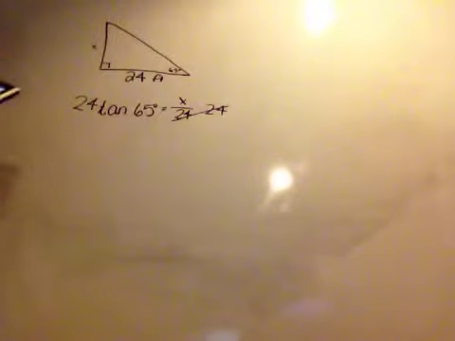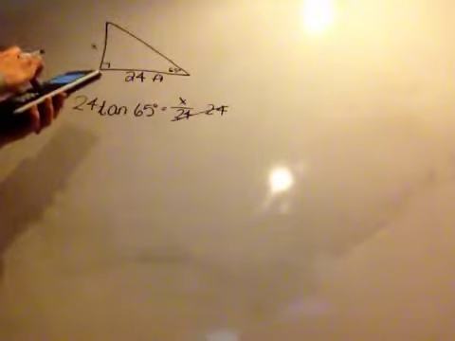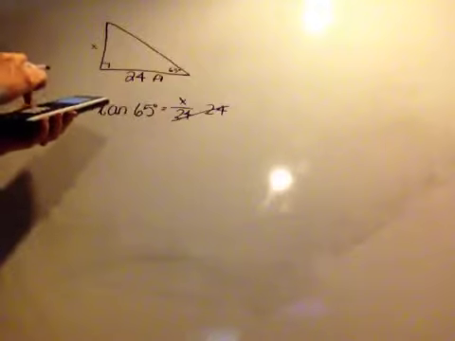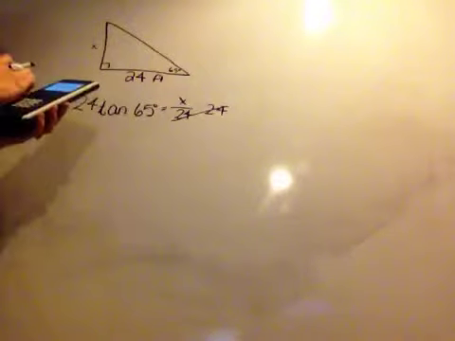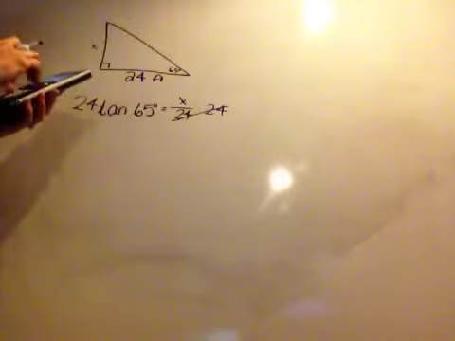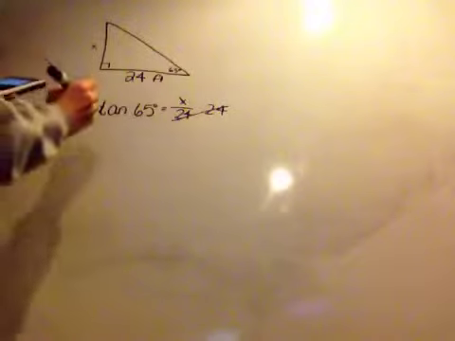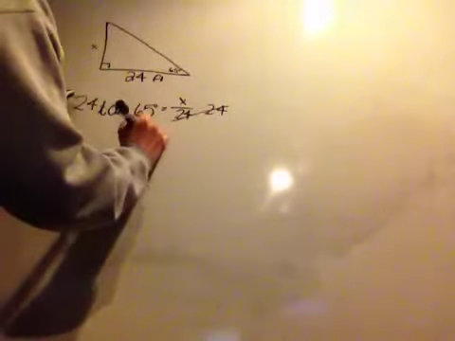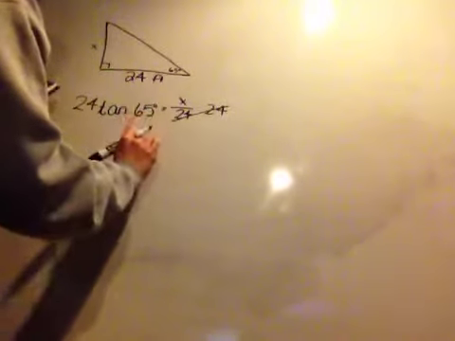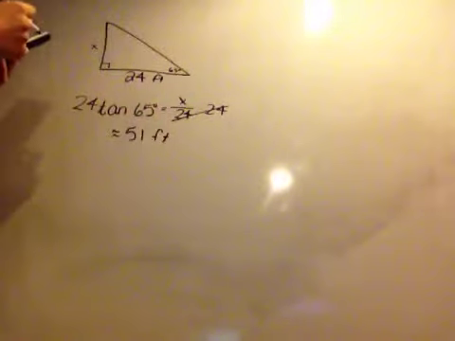So again, I'll go through on the Inspire. You're going to type in 24, and then underneath control, next to the equal sign is trig. You're going to press trig, select tan. You're going to type in 65, and then you're going to go to control, the little book, which is underneath the delete button, and select degree. And then you can hit enter, and you should get about 51 feet. 51.4682.